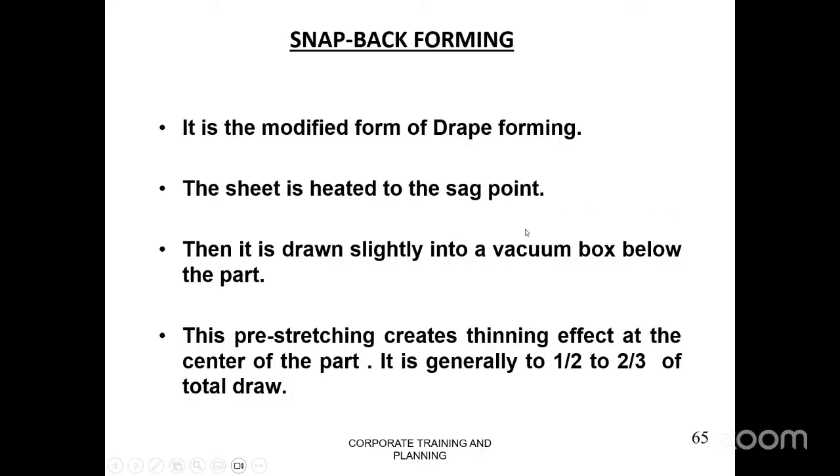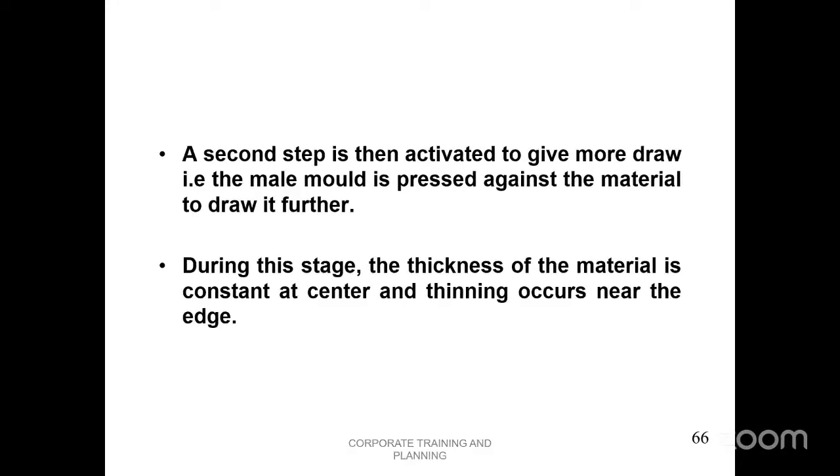Now here, snapback forming. It is the modified form of the drape forming. The sheet is heated to the sag point. Then it is drawn slightly into the vacuum box below the part. This pre-stretching creates a thinning effect at the center of the part. It is generally one-half to two-thirds of the total draw.